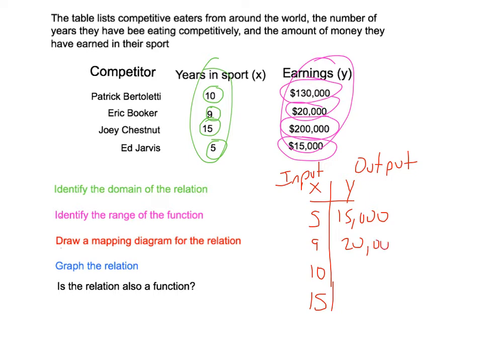20,000, 130,000, and then lastly, 200,000. And then we just match. So the guy Patrick Bertoletti, 10 years, $130,000. Eric Booker, 9 years, $20,000. And Joey Chestnut, 15 years, $200,000. And then Ed Jarvis, 5 years, $15,000. And there's your mapping diagram.